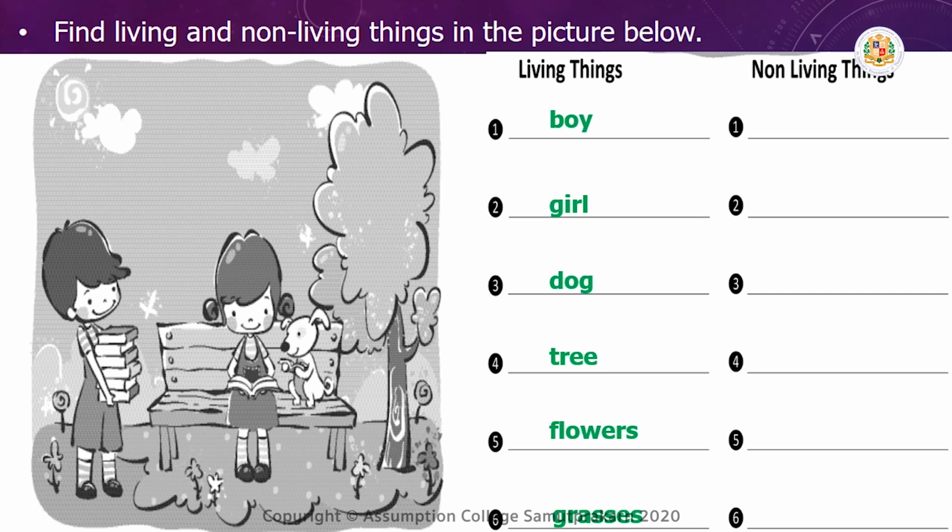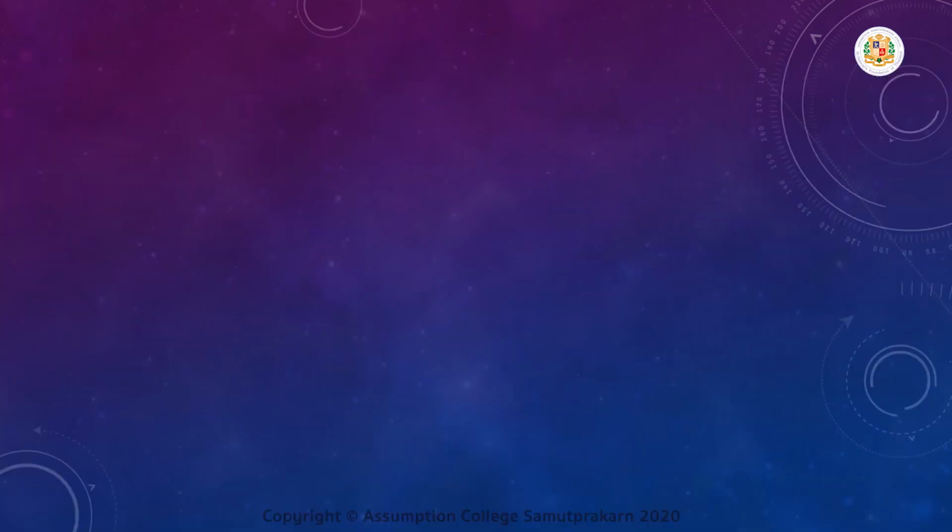Non-living things. The non-living things that you see in the picture: number 1 is a bench. A bench looks like a chair but it's longer. We call it a bench. Number 2 cloud. Number 3 books. Number 4 shoes. 5 socks. And number 6 is clothes. Alright, maybe you can see anything else you can write. Okay.